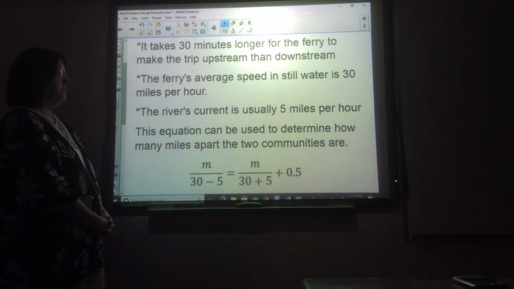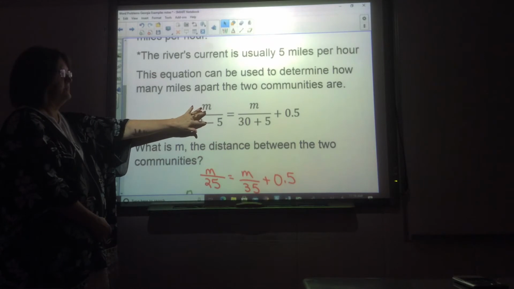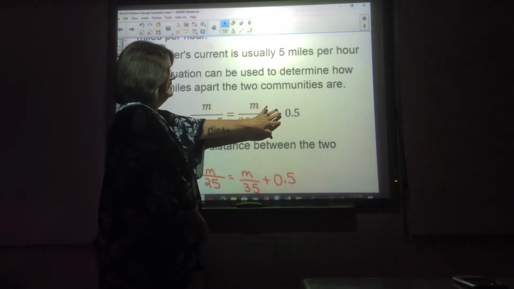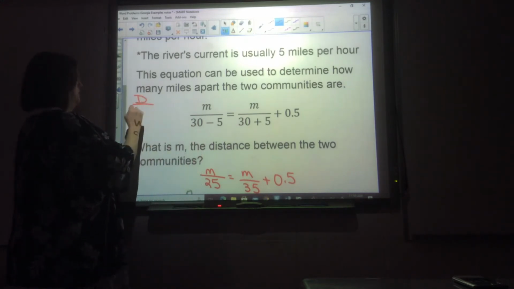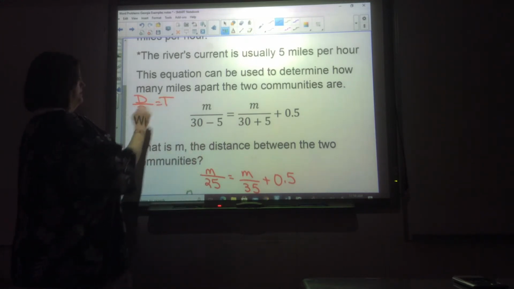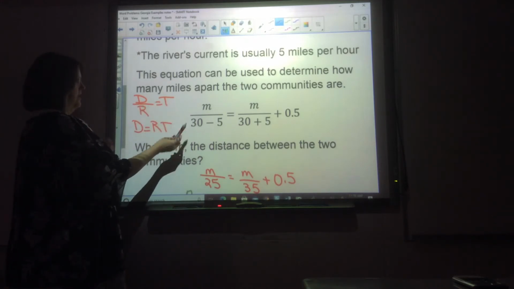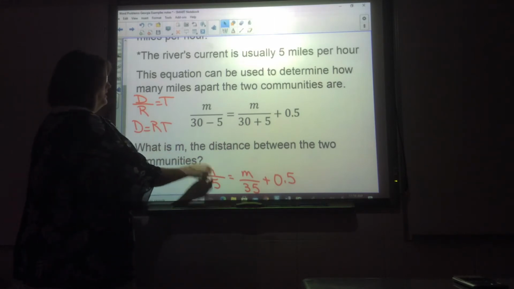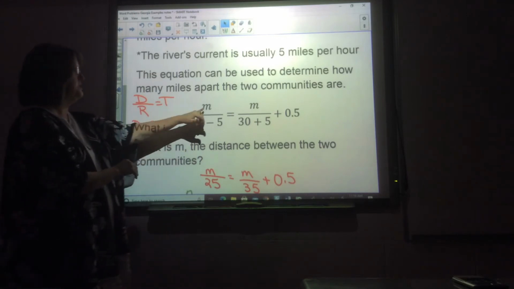Now, this equation can be used to determine how many miles apart the two communities are. This is distance over rate, and this is distance over rate. And so we're doing that for time. So distance over rate equals time. Since distance equals rate times time, you can divide by r and get that. Now, it's wanting to know what the distance is between the two communities. This is distance right here.